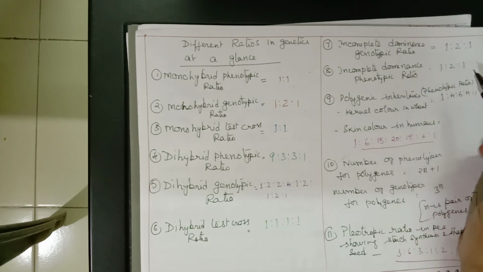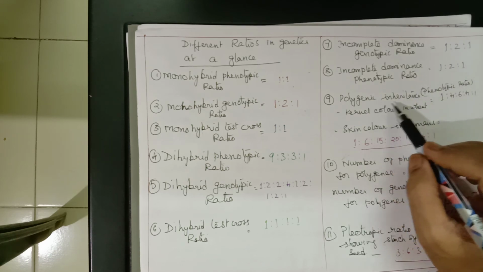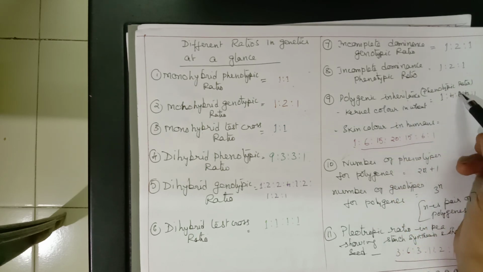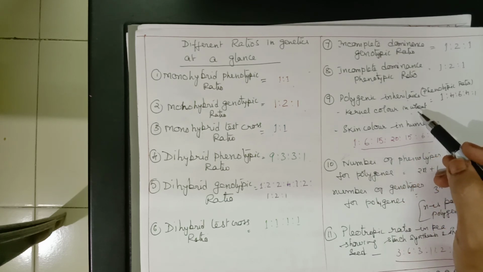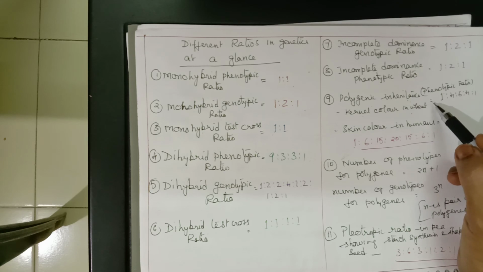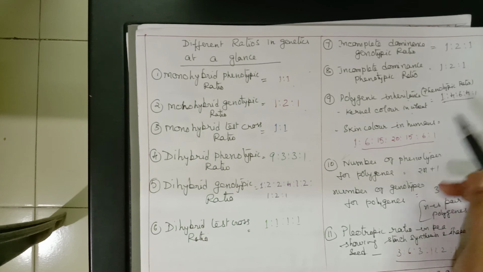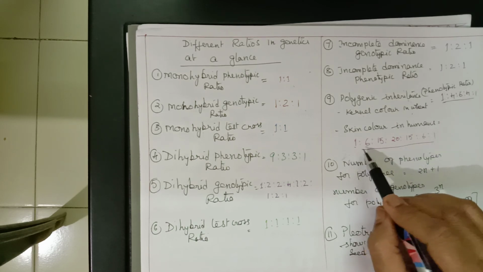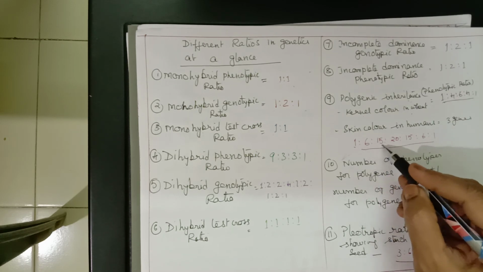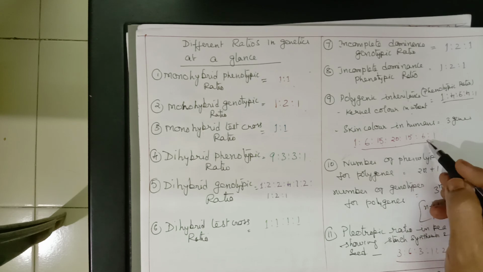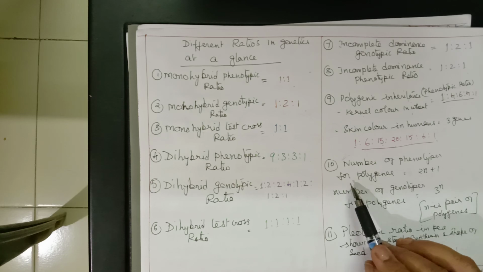Incomplete dominance phenotypic ratio, that is 1:2:1. Polygenic inheritance: the phenotypic ratio taking kernel color in wheat. Kernel is the outer seed coat. Here it is controlled by two genes, so the ratio is 1:4:6:4:1. Skin color in humans is controlled by three genes, so it is 1:6:15:20:15:6:1.